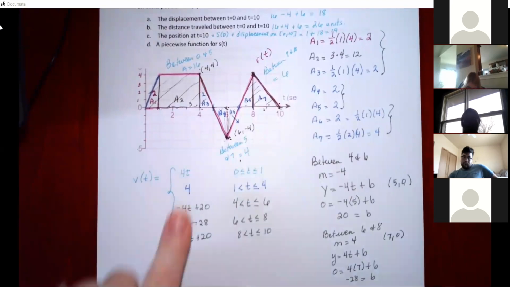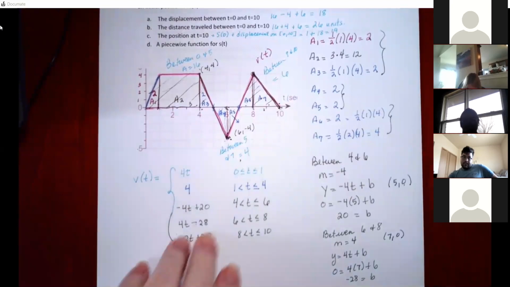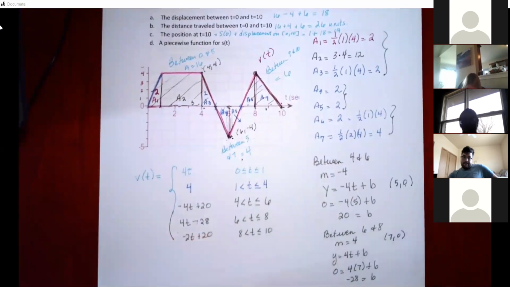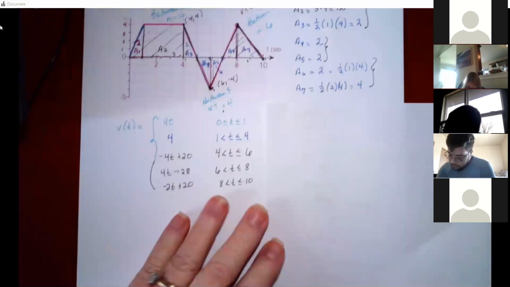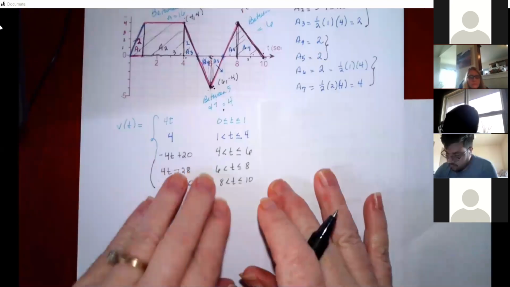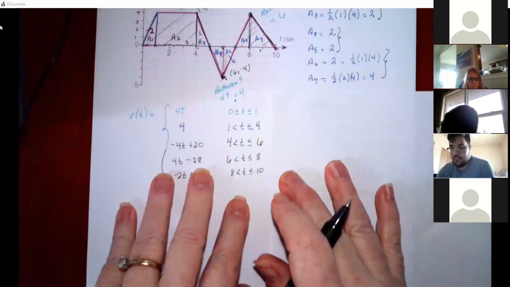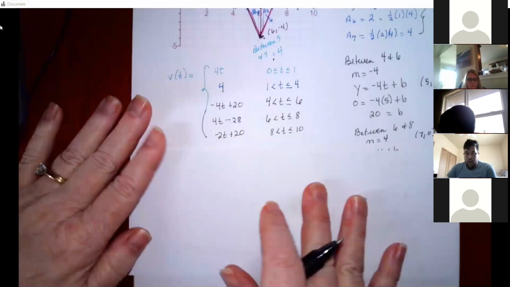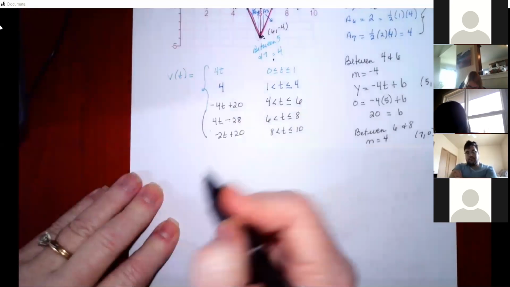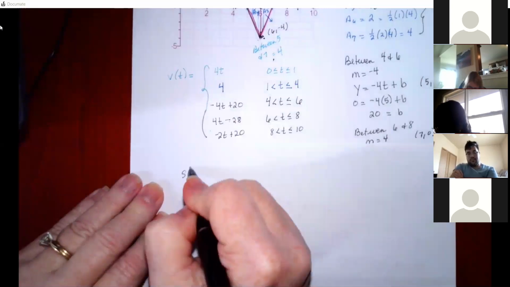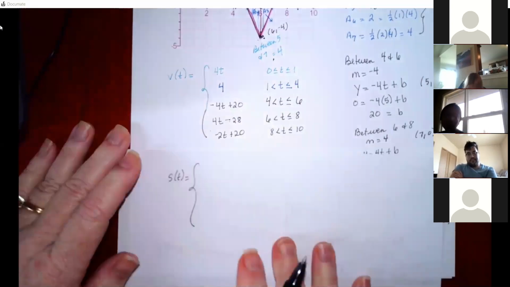How do we find position from velocity? We integrate. So if this is our velocity function, and we want to find position, I'm just going to start integrating. First things first, here's going to be my position function. How do I find it?